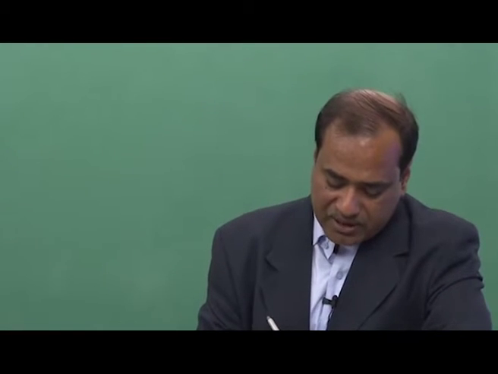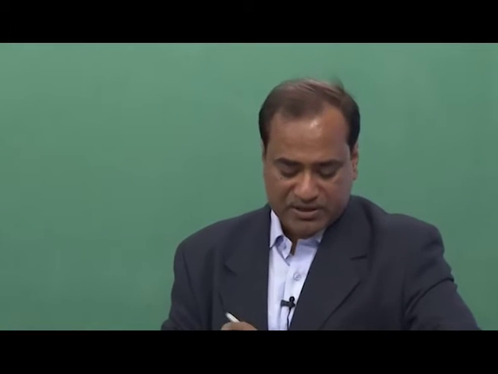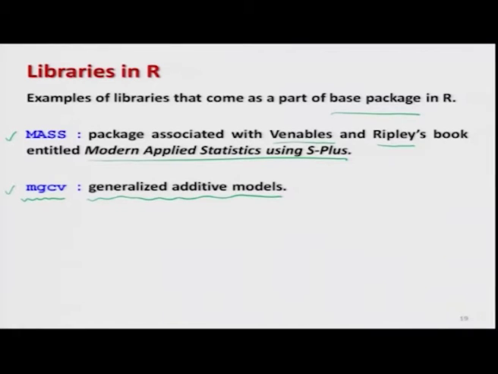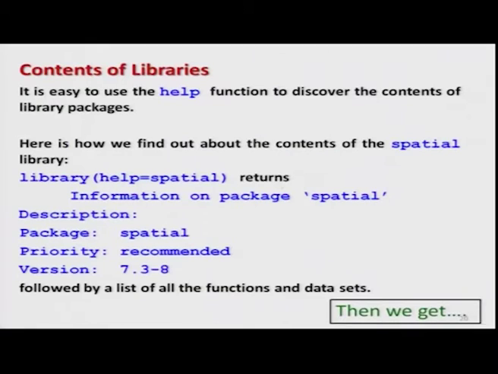Similarly, there is another library, MGCV. This library contains the details about the generalized additive model. So if you want to use generalized additive models, you first have to load this library, and only after that can you use it. In order to load a library, simply write library and inside the brackets the name of the library. Once you load a library, obviously you would like to know the contents of that library, because as such you have no idea.